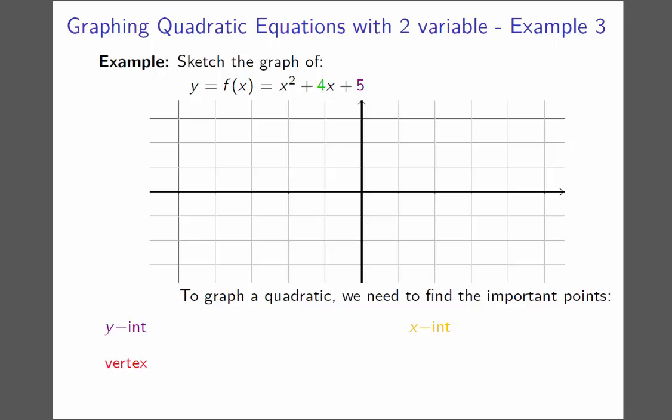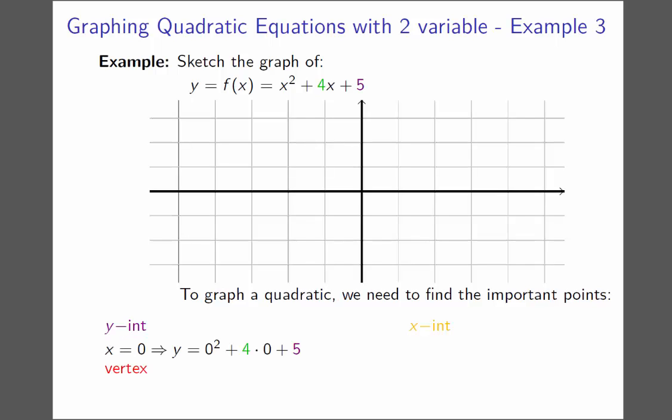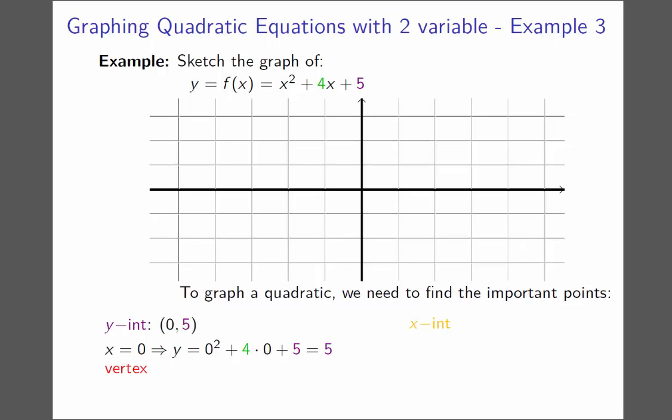To get the y-intercept, we need to look when x equals 0, which gives us that y equals 0 squared, which is 0, plus 4 times 0, which is also 0, plus 5, which is 5. So we get x equals 0 and y equals 5, the point (0, 5).